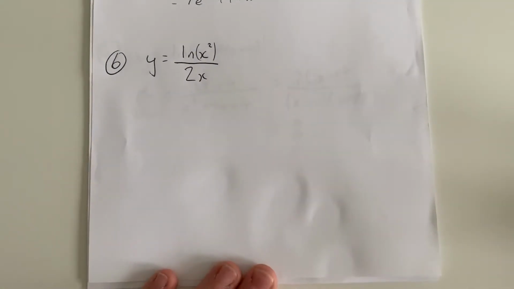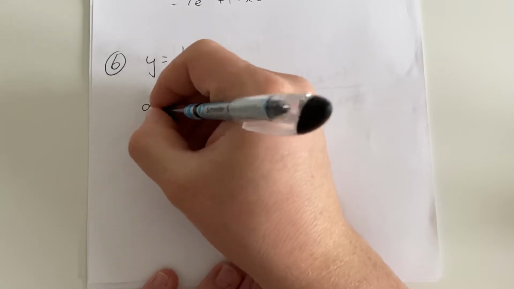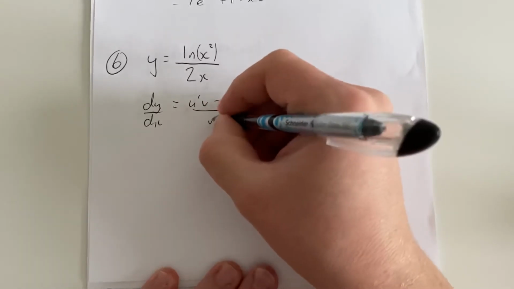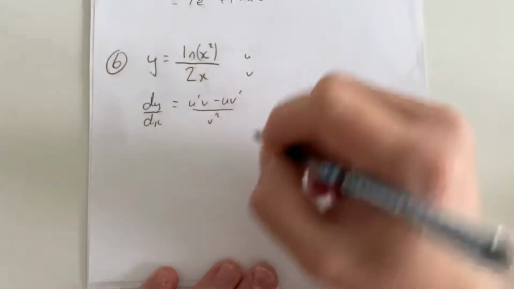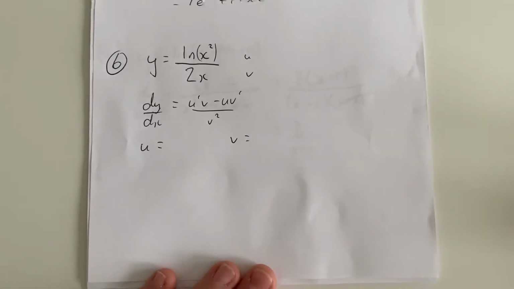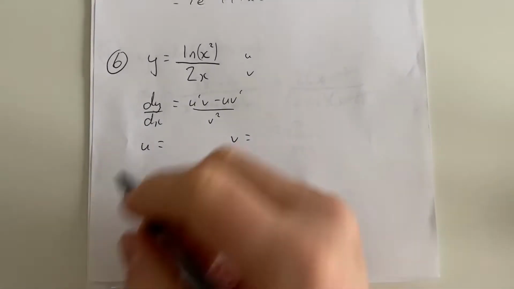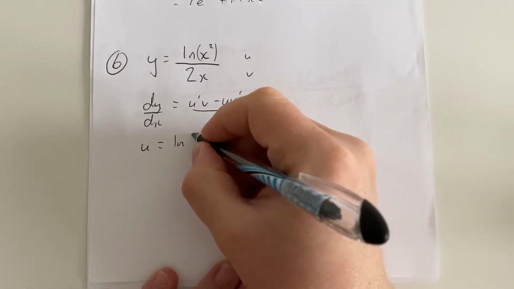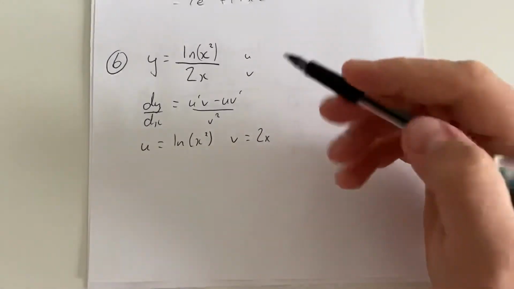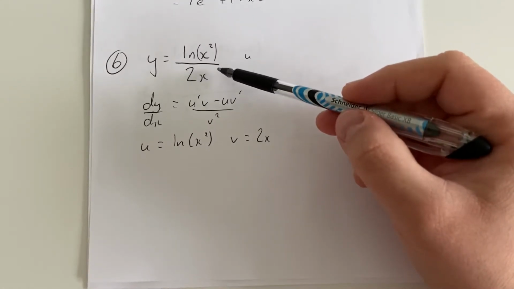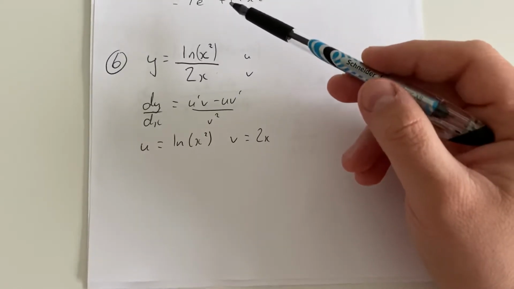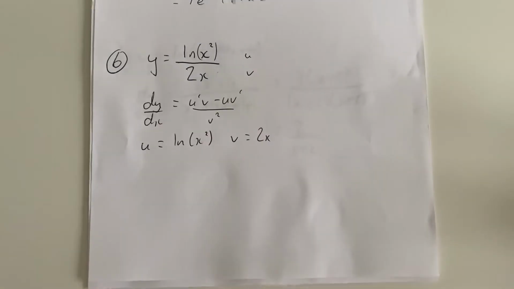And the quotient rule will also apply. So if you remember, the quotient rule is u dash v minus uv dash over v squared. And that's u and v again. So let's work out what u, v, u dash and v dash are. So u is log of x squared and v is 2x. Remember, when you're talking about the quotient rule, u is the numerator and v is the denominator. In the product rule, it didn't matter which way around it was, but it does on this.